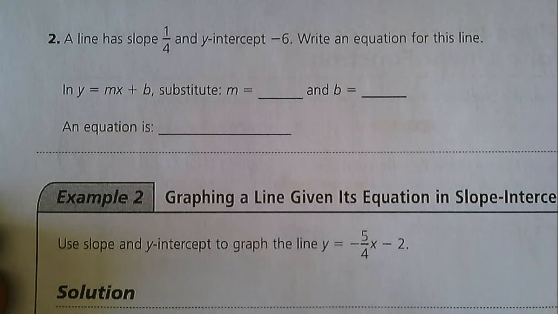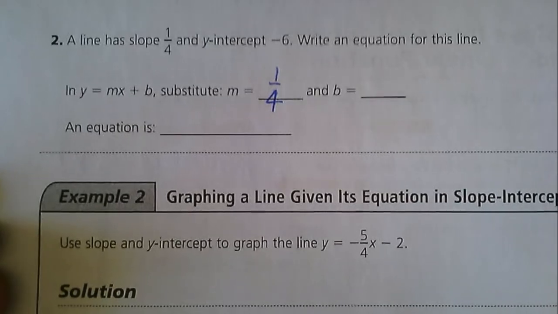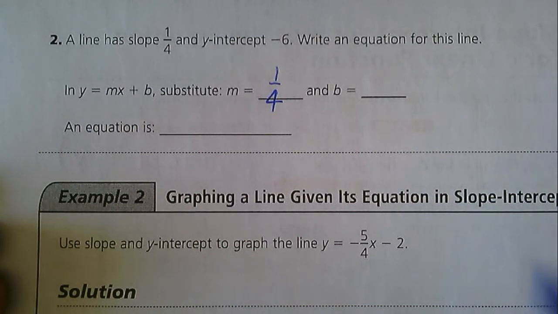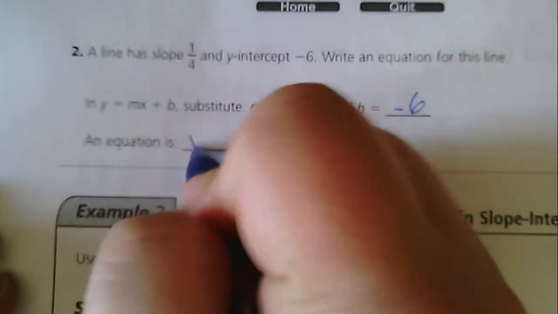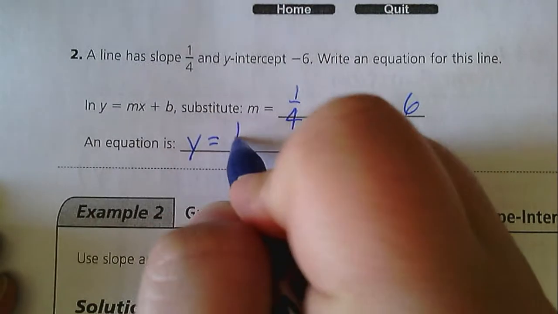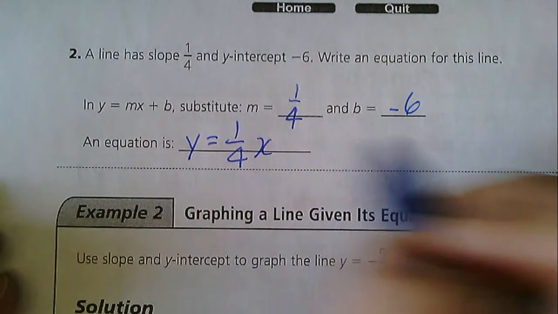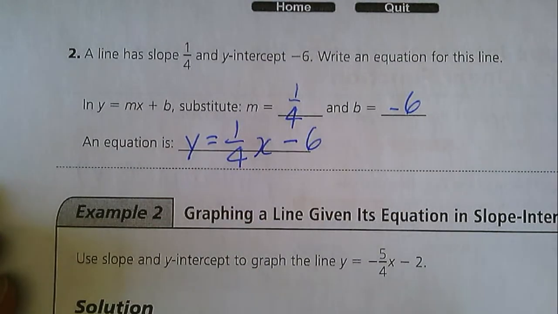So when we put in our values, we're substituting m, which is our slope. Our slope is 1/4, and our y-intercept is our b value, which is -6. So if I want to write it in this form, y equals 1/4x minus 6, because this was a -6 for that one.